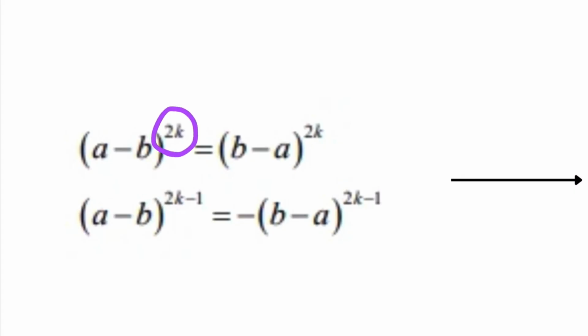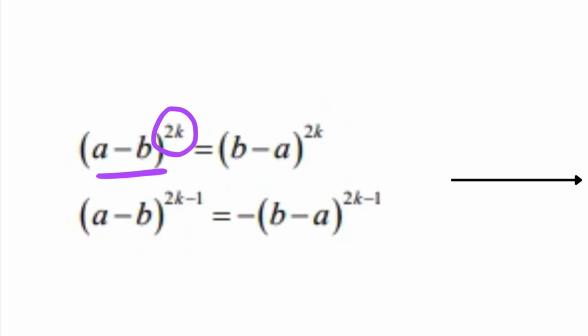If I change the order of the terms in this parenthesis, meaning that if I say (b minus a) to the power of 2k, nothing will change, and also the symbol of the parenthesis will not change. You know why? Because my power is an even number, and we discussed this in the previous lesson. If you have a negative number in the parenthesis and your power is an even number, at that time your number will be a positive one.